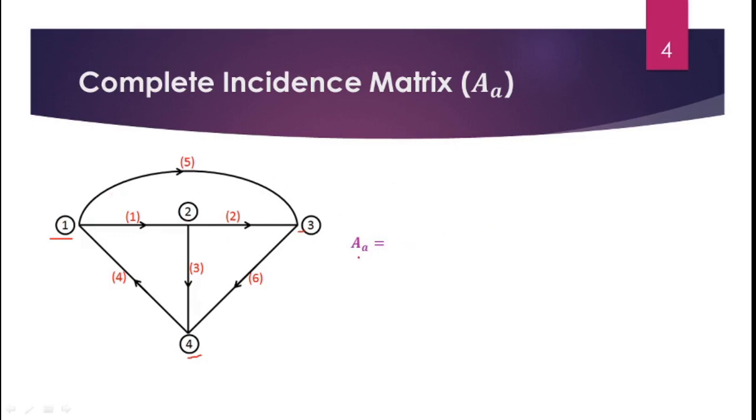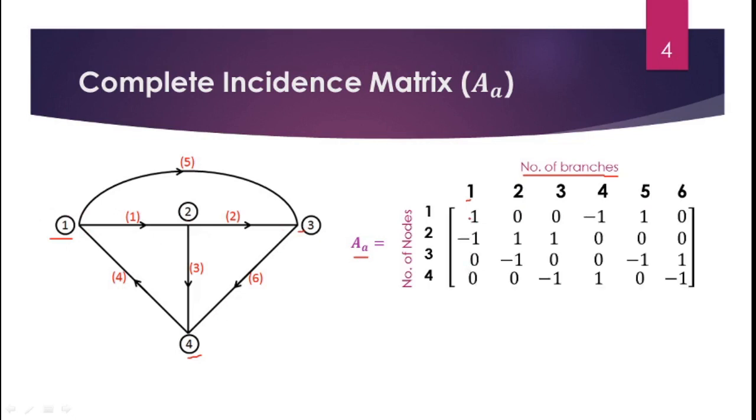The complete incidence matrix is denoted by A suffix A, and it is between the number of branches and nodes. How many branches do we have? 6: 1, 2, 3, 4, 5 and 6, and the number of nodes become rows: 1, 2, 3 and 4. So we can go one by one. Branch 1 is incoming for node 2, so that should be -1, and it is outgoing for node 1, so that should be +1, and the remaining, node 3 and node 4, are not concerned with branch 1, so that's why they are 0.